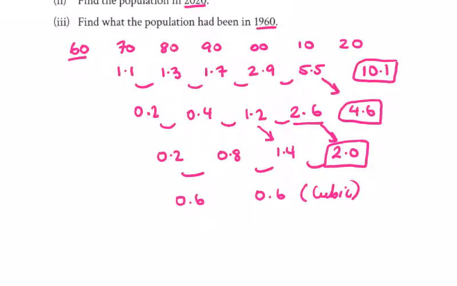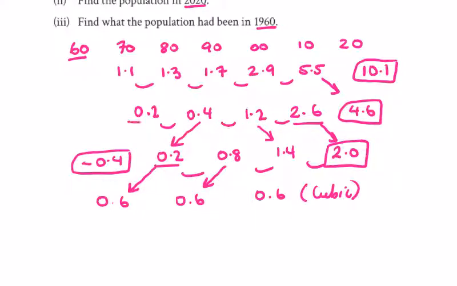And then working our way backwards, we'd also have a 0.6 here. 0.8 minus 0.6 is 0.2. 0.2 minus 0.6 is minus 0.4. The next line up, 0.4 minus 0.2 is 0.2. 0.2 minus 0.4 is 0.6. Working our way up, 1.3 minus 0.2 is 1.1. And 1.1 minus 0.6, population in 1960, 0.5 million.